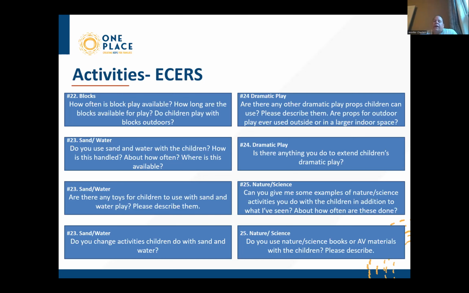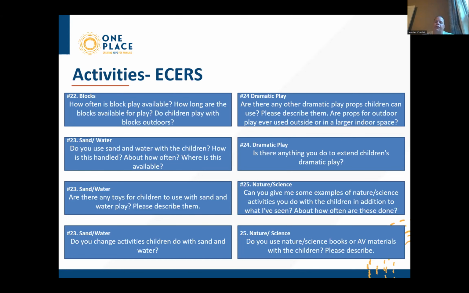And then nature and science. This asks if you can give me examples of nature and science activities you do with the children in addition to what they've seen, and about how often they are done. So some samples of these could be charting, observing, comparing and contrasting, weighing or balancing, measuring, identifying characteristics or classifying. And then you want to offer these activities often or at least once a week.